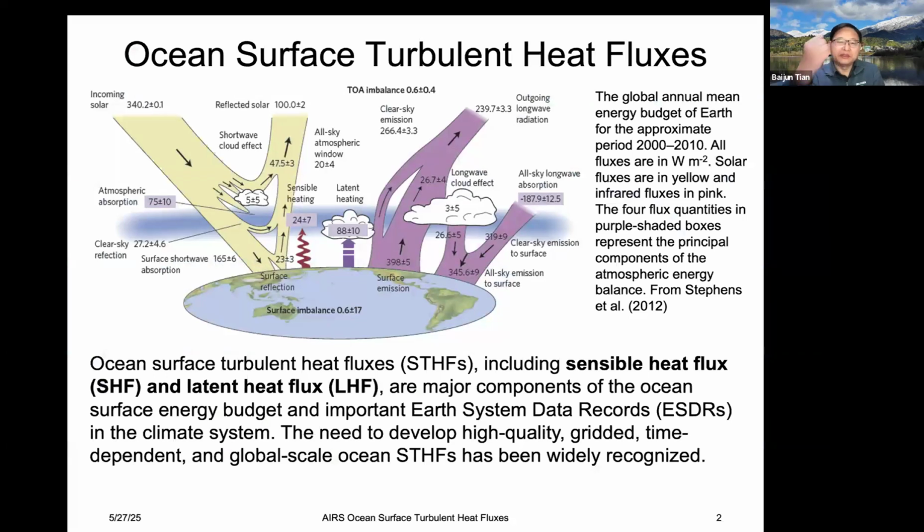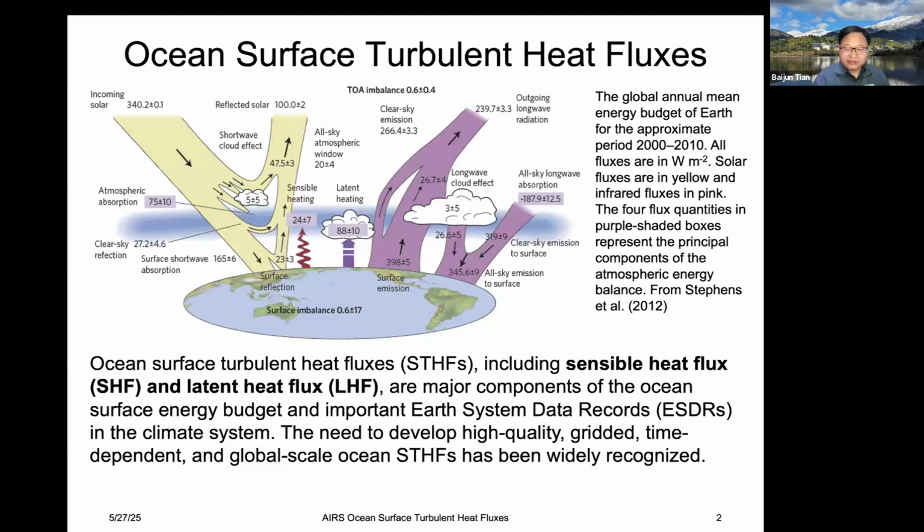So we all know the global energy budget: the Earth receives solar energy from the sun, absorbed by the ocean surface, then radiated back in infrared radiation, cooling the surface. But the surface is also cooled by the latent heat flux and the sensible heat flux to the atmosphere. The ocean surface turbulent fluxes, including the sensible heat flux and latent heat flux, are major components of the ocean surface heat budget and an important Earth system data record.